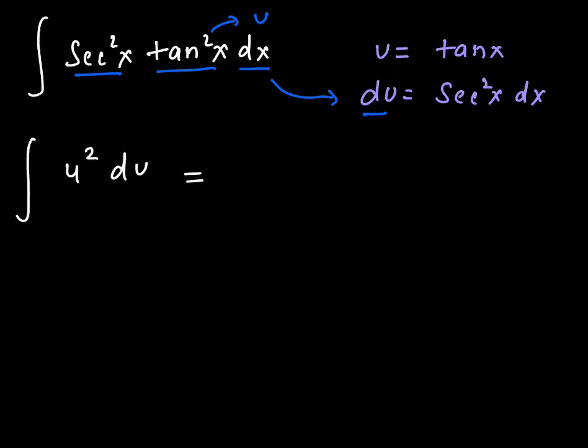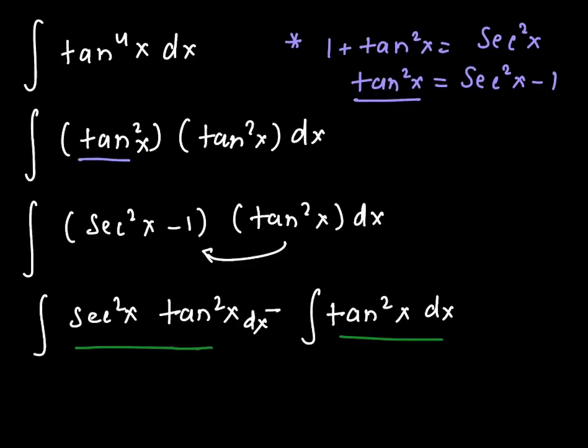Now going for this, the antiderivative of u square is going to be u raised to the power 2 plus 1, that's 3, divided by 3 plus c, where c is a constant of integration, which can be further written, after replacing the value of u, as tangent cube x divided by 3 plus c. So that's going to be the answer of the first integral. So we can write it over here. It's going to be tangent cube x divided by 3.